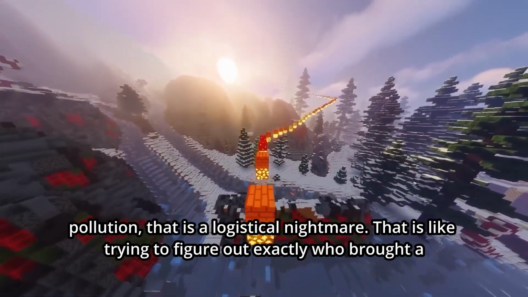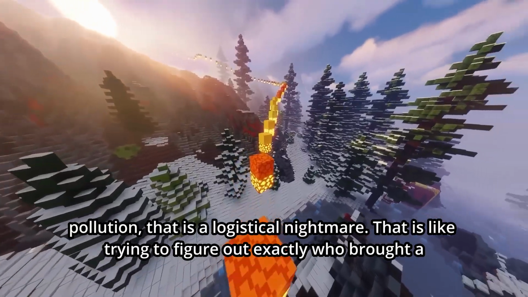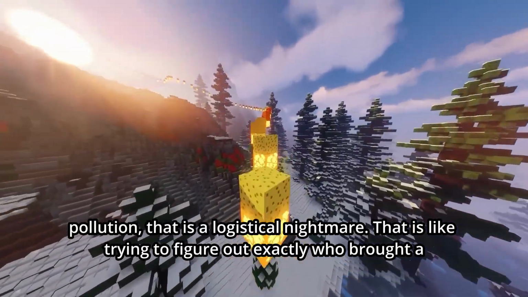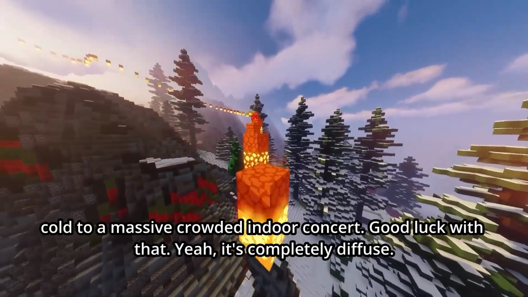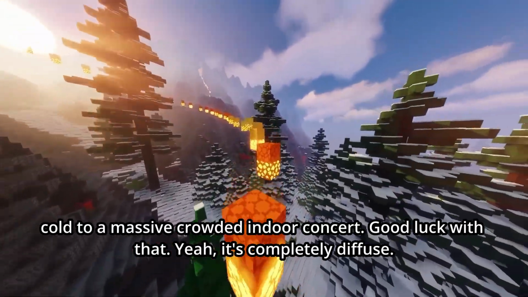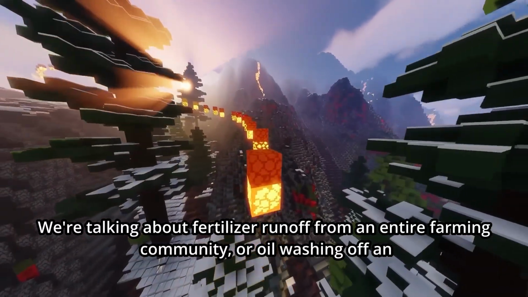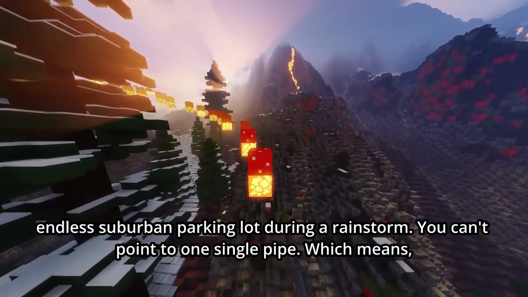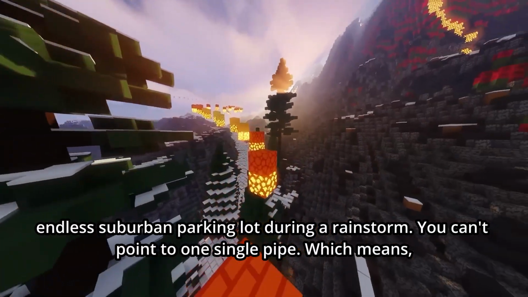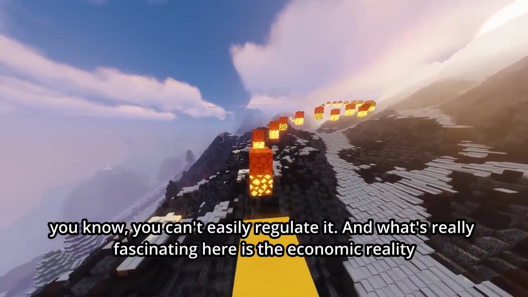But non-point source pollution, that is a logistical nightmare. That is like trying to figure out exactly who brought a cold to a massive, crowded indoor concert. Good luck with that. It's completely diffuse. We're talking about fertilizer runoff from an entire farming community or oil washing off an endless suburban parking lot during a rainstorm. You can't point to one single pipe, which means you can't easily regulate it.